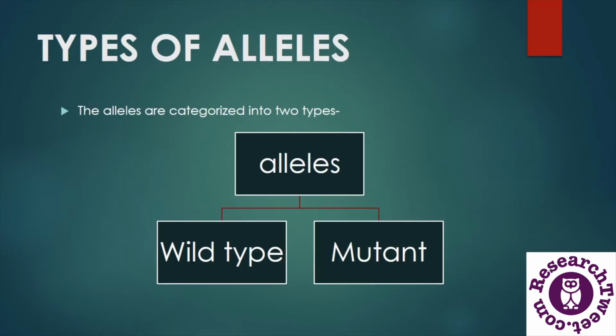Now, these alleles can be categorized into two types. The first one is the wild type allele and the other one is the mutant allele. The wild type allele is a prevalent allele in any population which encodes proteins that function normally. On the other hand, those alleles which have been altered by a mutation are called mutant alleles. These mutant alleles usually interrupt normal functioning and most probably are inherited in a recessive fashion.